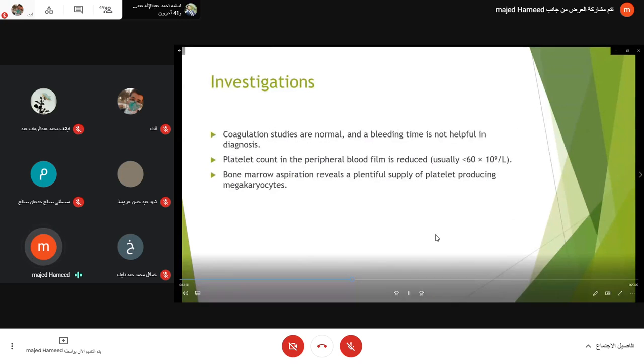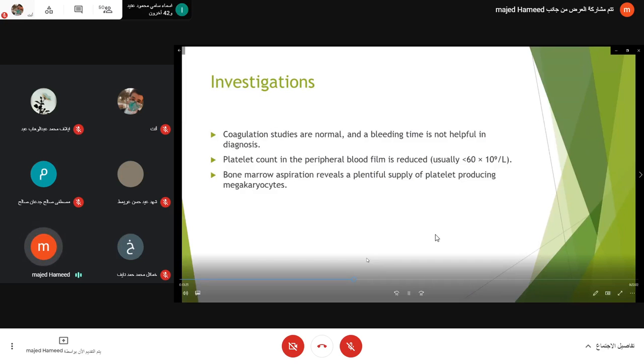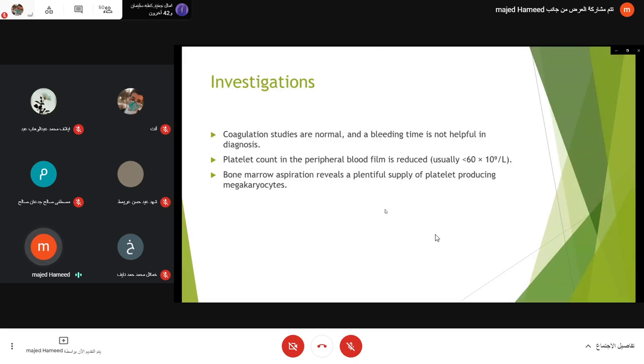Investigation: coagulation studies are normal. Platelet count in the peripheral blood film is reduced. Bone marrow aspiration reveals a plentiful supply of platelet-producing megakaryocytes.